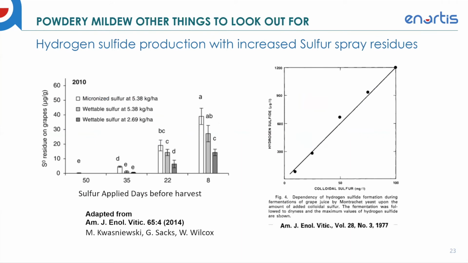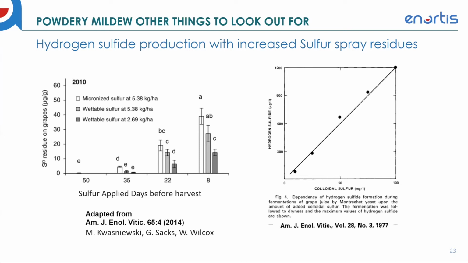Other things that can be difficult. So when we have powdery mildew infection, typically vineyards will apply sulfur in order to deal with that. And if we have higher pressure, we'll typically have a little bit more sulfur in the vineyard. And so sulfur is good because it actually decreases the pressure from the powdery mildew.